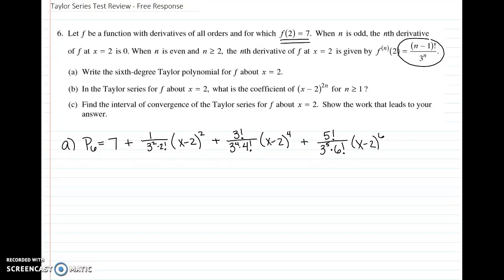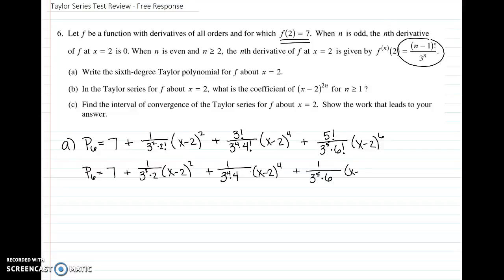So this is our 6th degree Taylor polynomial. Now, we do not have to simplify. This is a perfectly lovely answer. If we did simplify, this would become 1 over 3 squared times 2, x minus 2 squared. The 3 factorial on the top and the 4 factorial on the bottom simplify to just become a 4 on the bottom. Again, here we have 3 to the 5th on the bottom, 5 factorial on top, 6 factorial on the bottom, which become just a 6 on the bottom. Like I said, you don't have to simplify, but you certainly can. And it turns out it might be a good idea if we did. If we didn't do it then, we might have to do it in part B.